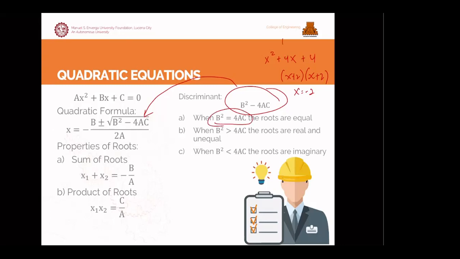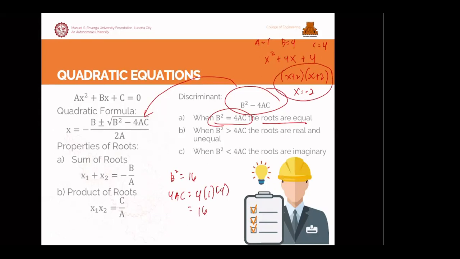So, ano ba ang b dito? Ang b dito is 4. Ang a is 1. Ang c is equals to 4. So, pag chinek natin, b squared is equals to 16. And yung 4AC natin is 4 times 1 times 4. So equals sa 16. So roots are equal. So ibig sabihin, equal nga yung root natin.